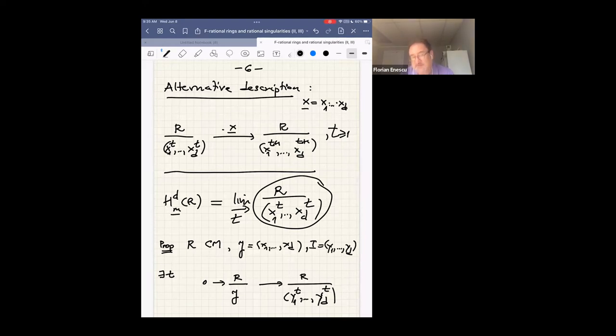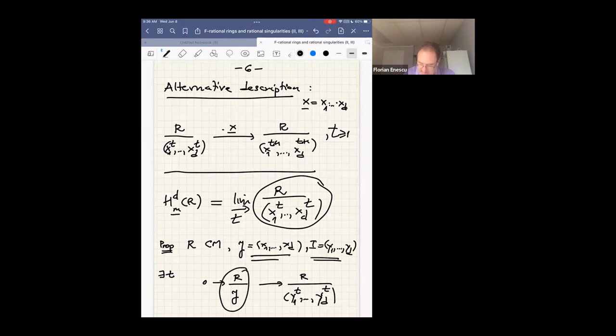Now with this description, you can tell that if you have two systems of parameters on a Cohen-Macaulay ring, one J, let's say X1 through XD, and another I, Y1 through YD, then one can find an injection, which I used in a previous theorem, from R mod J into R mod (Y1 to the power T, ..., YD to the power T). And the reason is as follows.